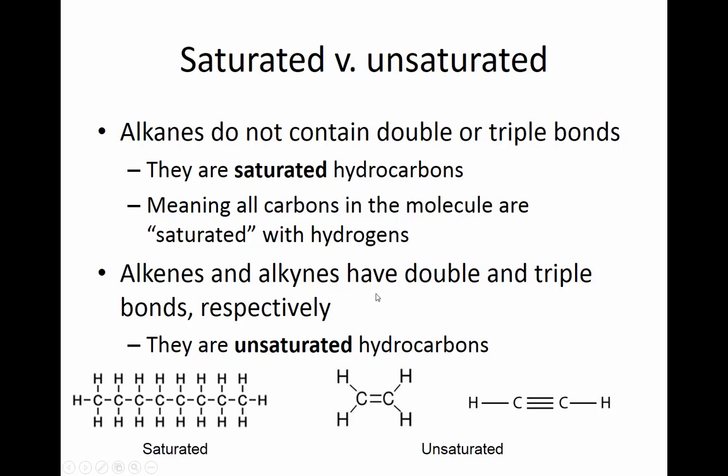Alkenes and alkynes have the double and triple bonds respectively. These are both unsaturated hydrocarbons. They're unsaturated. They could have more hydrogens, but they don't. Instead they have a carbon-carbon double bond in the case of ethylene and a carbon-carbon triple bond in the case of acetylene.